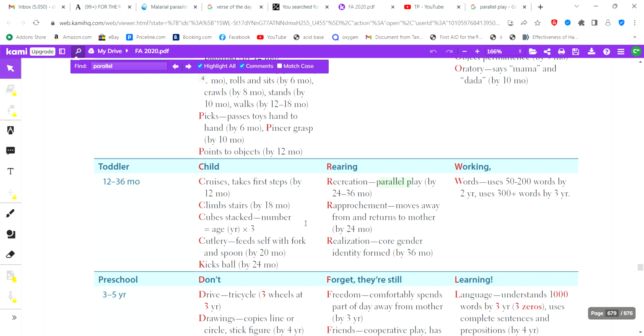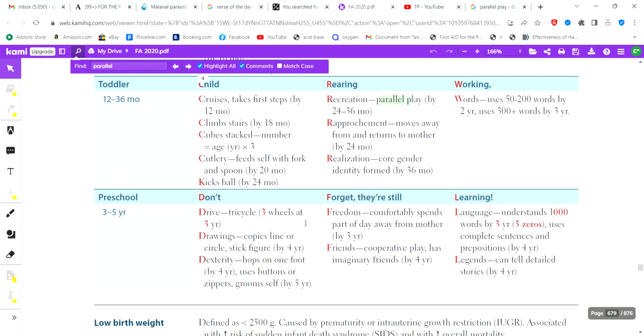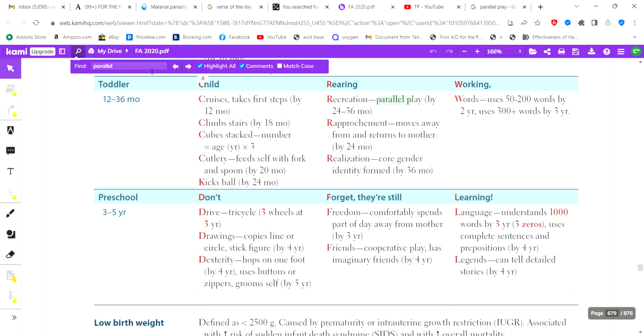Okay, cooperative play. So 3-year-olds should be able to parallel play, but not cooperative play. 3-year-olds should be able to climb stairs with alternating feet. Cooperative play is for around 4 years. 4-year-olds play with other 4-year-olds, and they also have imaginary friends at age 4.